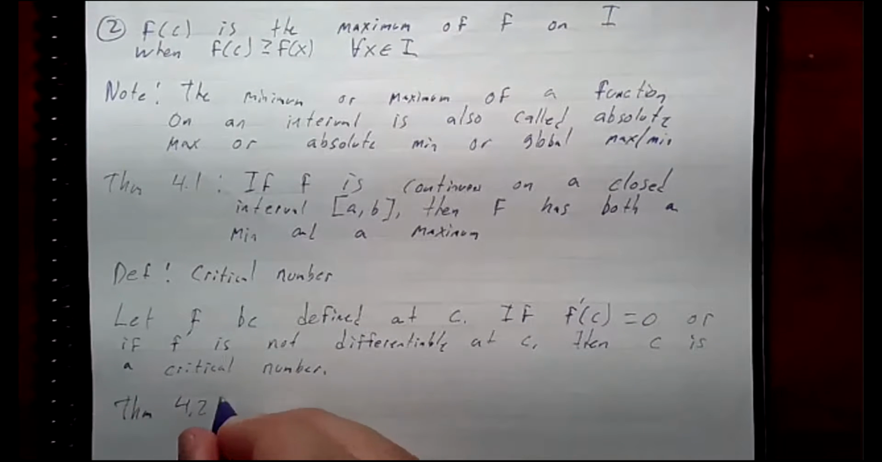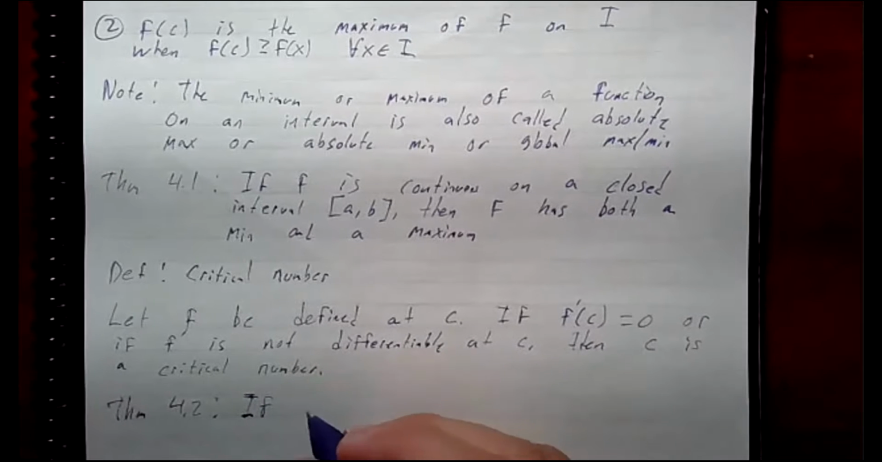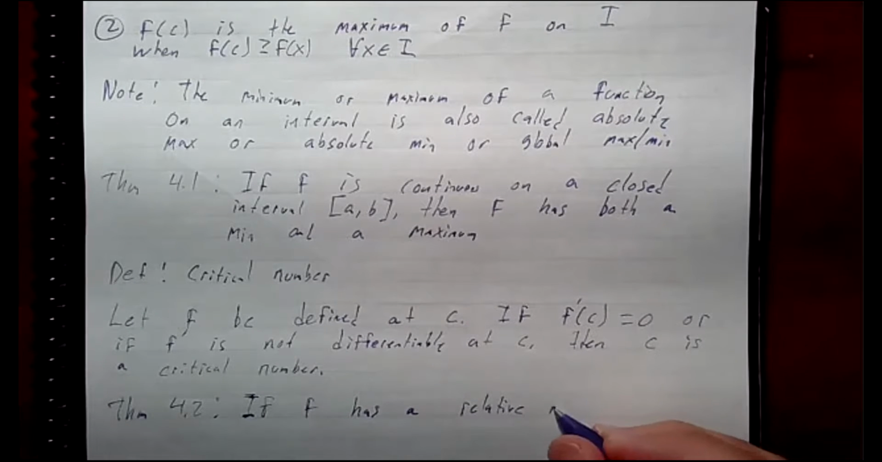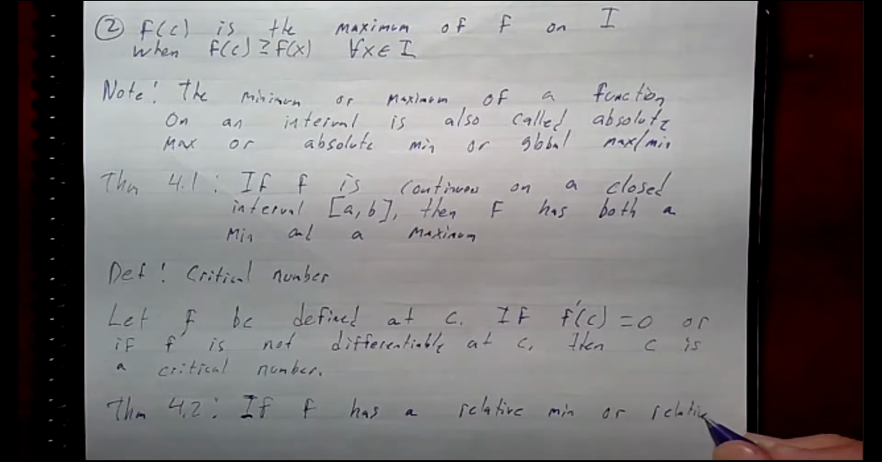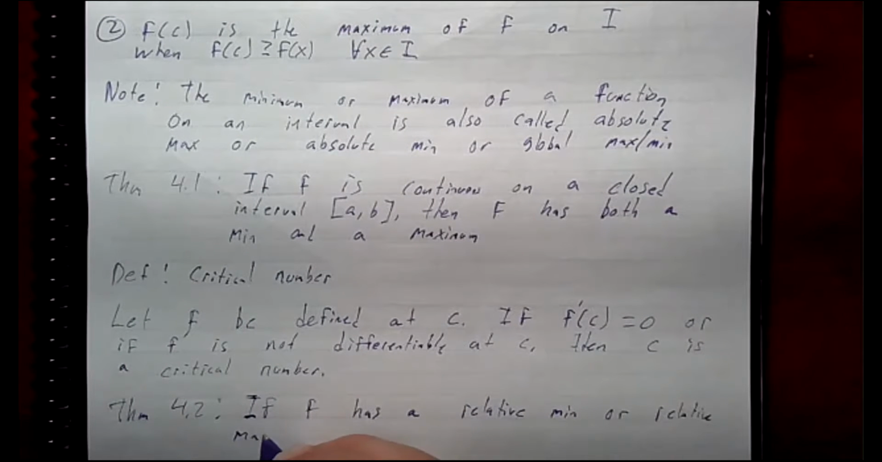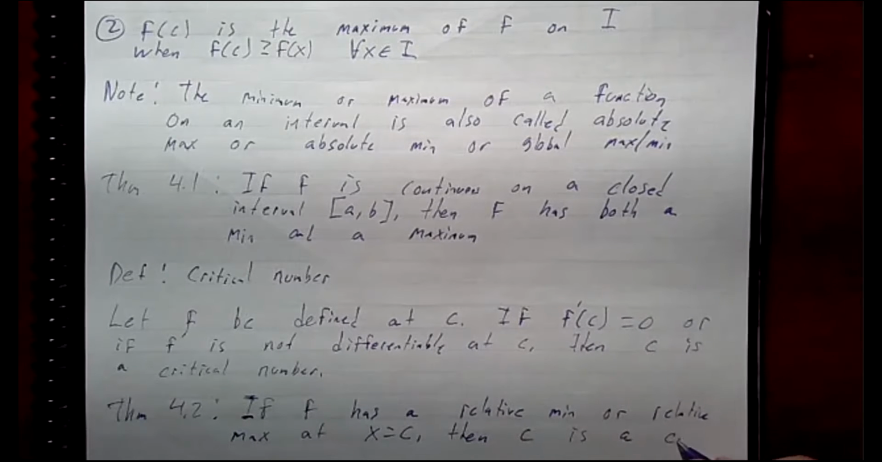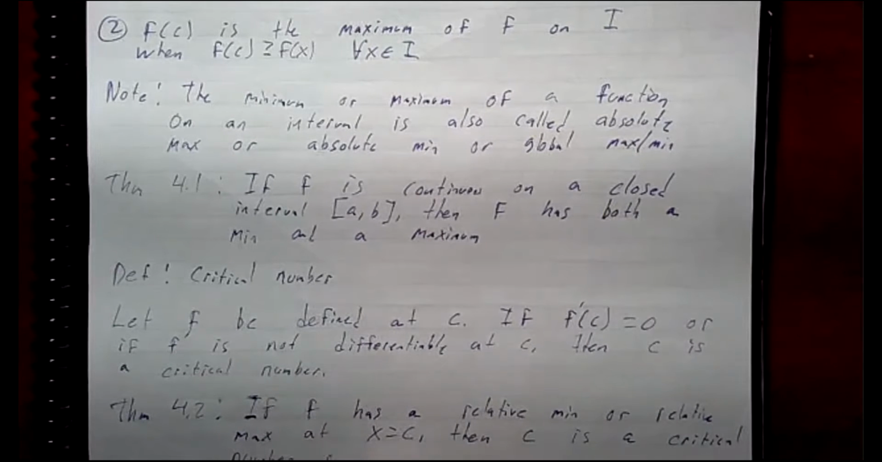Theorem 4.2. If f has a relative minimum or relative max at x equals c, then c is a critical number of f.